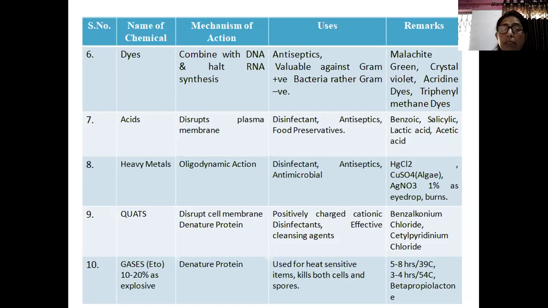Heavy metals. Heavy metals are also used as disinfectants, and their mechanism of action is the oligodynamic action. In a common experiment, if a plate is growing microorganisms and we put a silver coin or a copper coin on it, the microorganisms around that coin stop growing, which shows that they are acting as a chemical sterilisant by the oligodynamic action. Some common heavy metals which are used are mercury, silver, copper, etc.